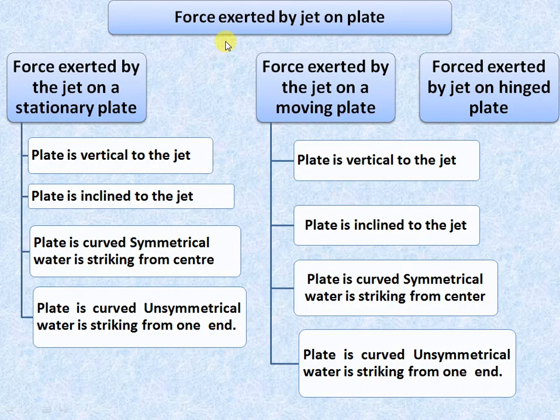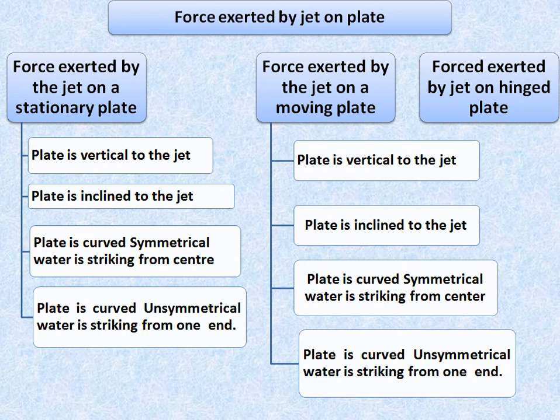So again you can see that for the force exerted by a jet on a plate, there are three different conditions: the force exerted by a jet on a stationary plate, the force exerted by a jet on a moving plate, and the force exerted by a jet on a hinged plate. The force exerted by a jet on a stationary plate is not practical, because by using this we cannot produce any work or energy, and for this case the work done is 0 because there is no displacement.